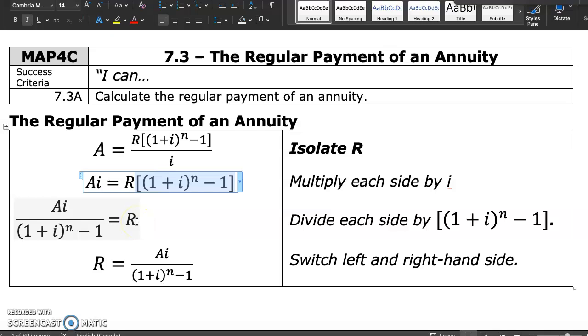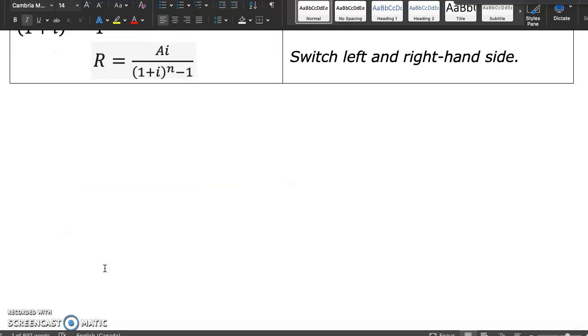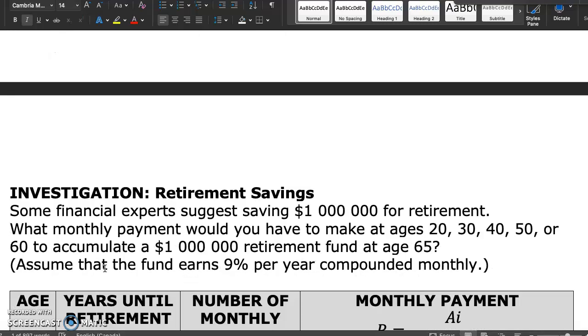So we've isolated r, and what we'll do is switch the left and right-hand side so that it becomes a formula to help us solve for the regular payment if we know the amount of an annuity. So let's put this to practice.